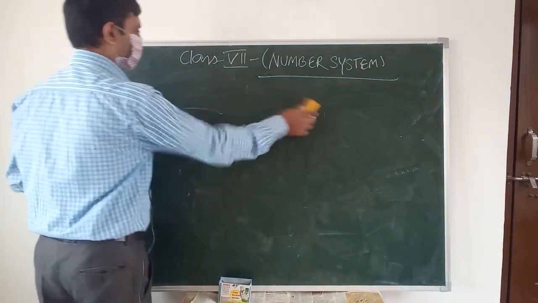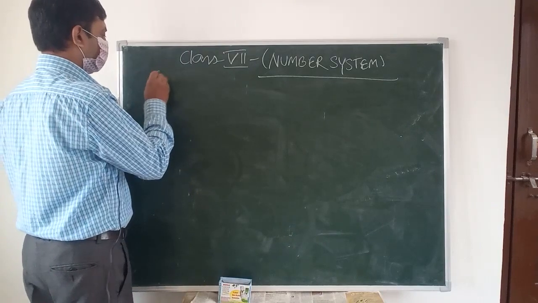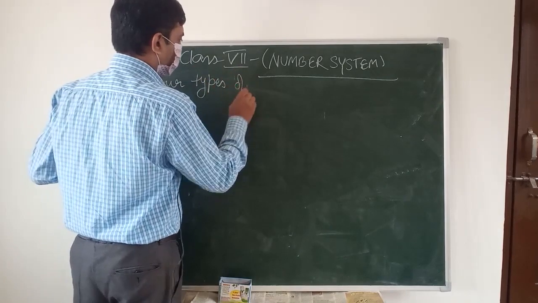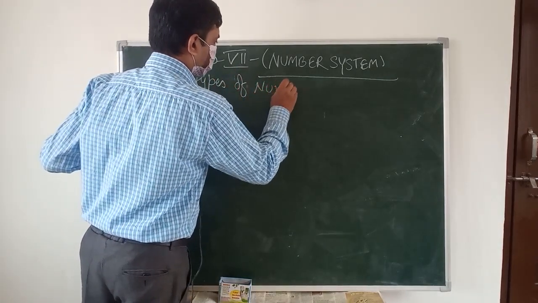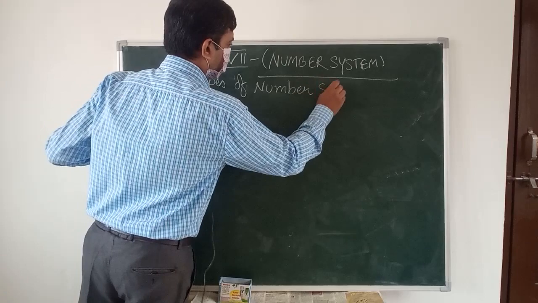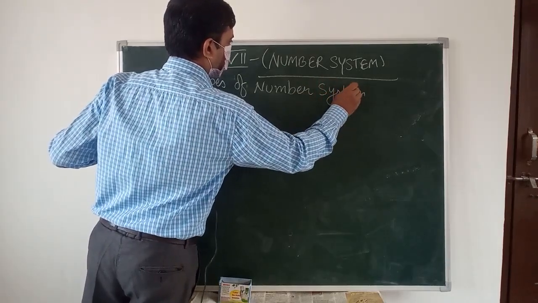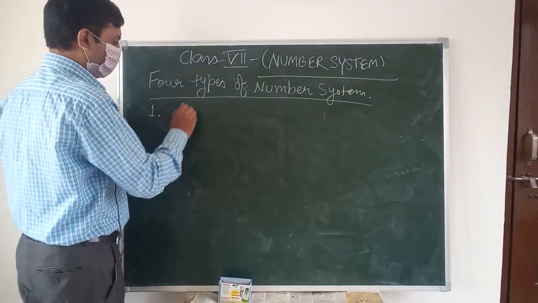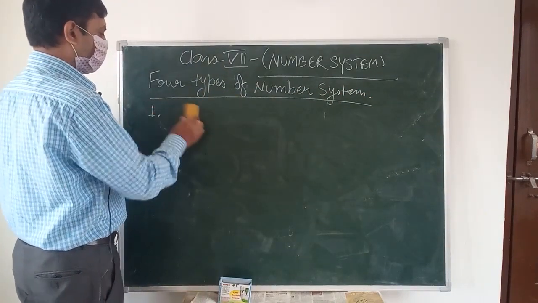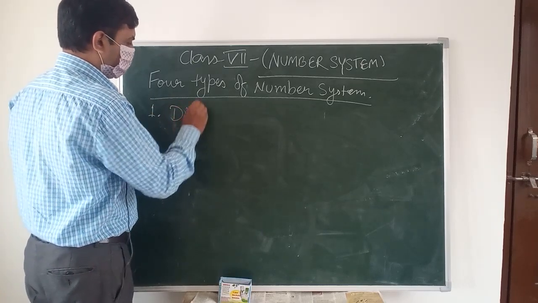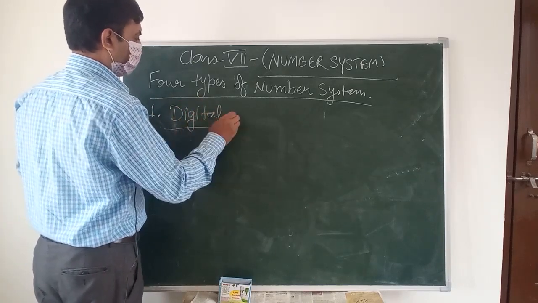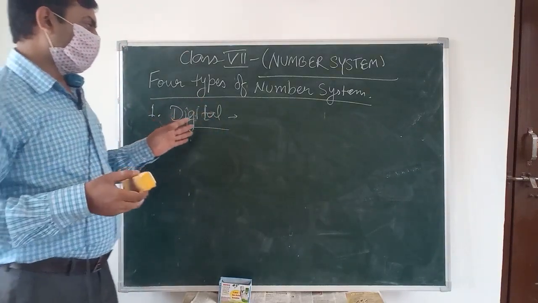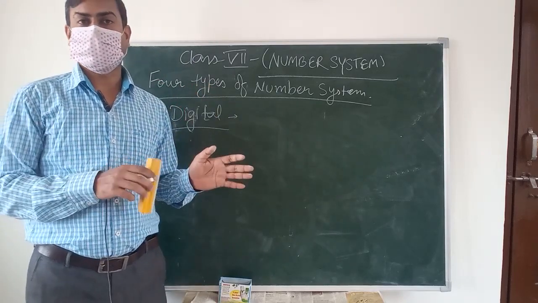Now, four types of number system. Four types of number system. First one is digital, where I should write it in capital. Digital. Now in digital, everything is in binary form.